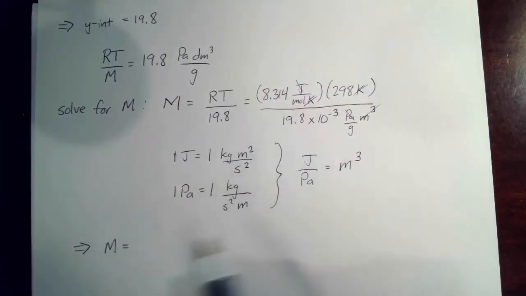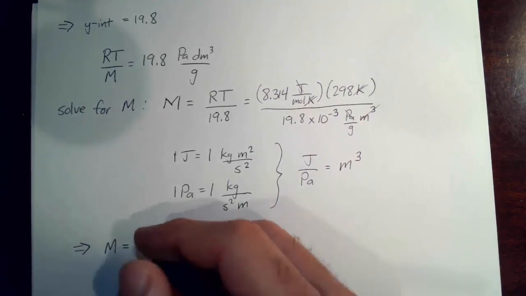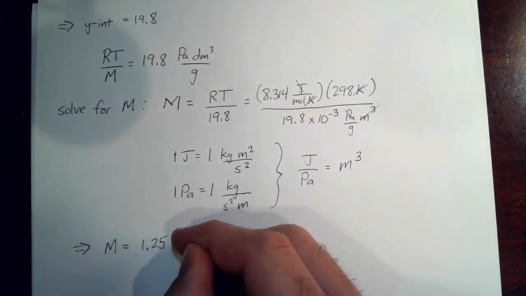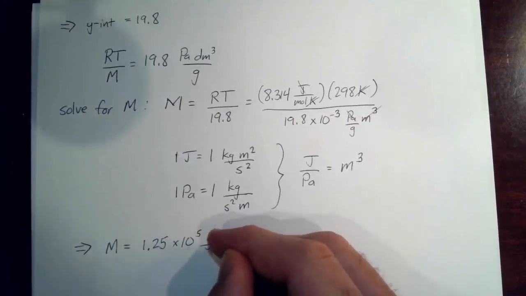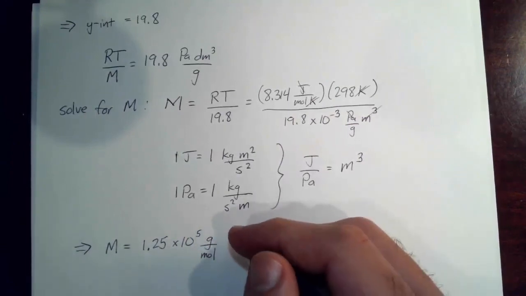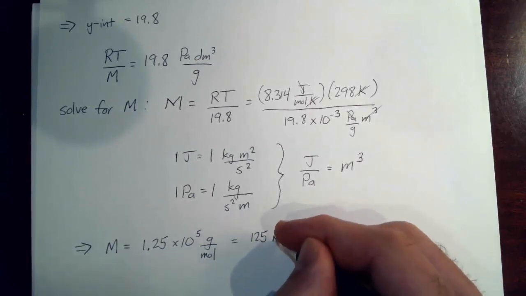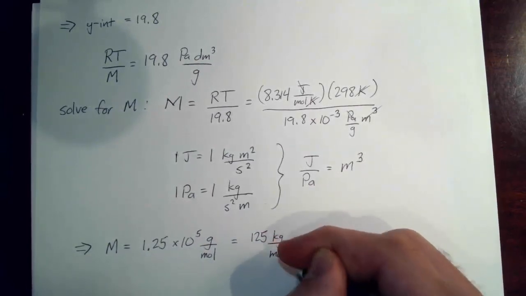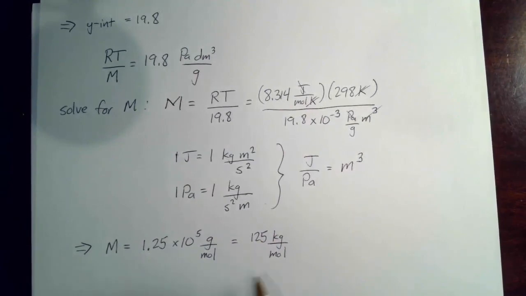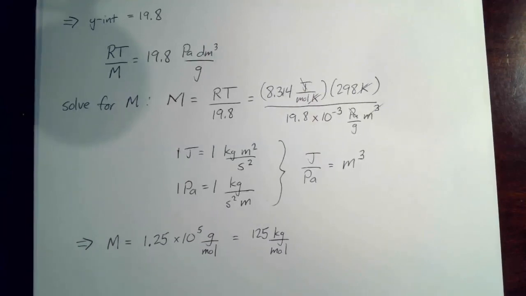All right, so plugging these numbers into a calculator, I end up with 1.25 times 10 to the 5th grams per mole, or 125 kilograms per mole. So this is the molar mass of this unknown macromolecule. And now that we know M, we can go back and we can find the osmotic virial coefficient B as well. Okay, so this process is called osmometry.